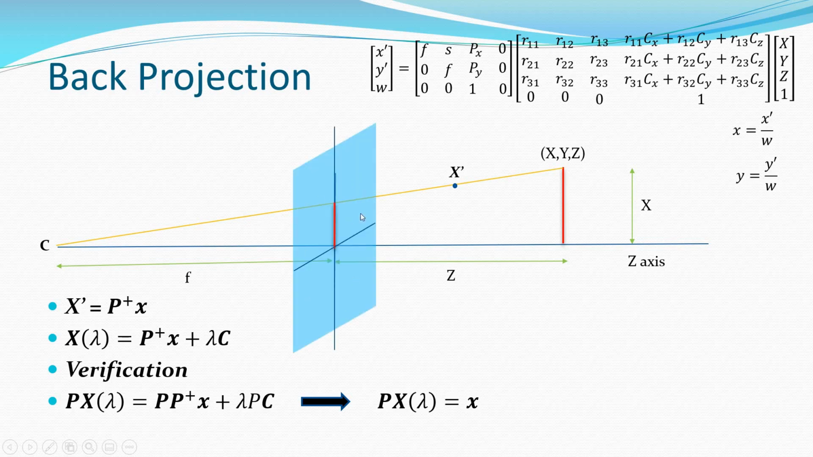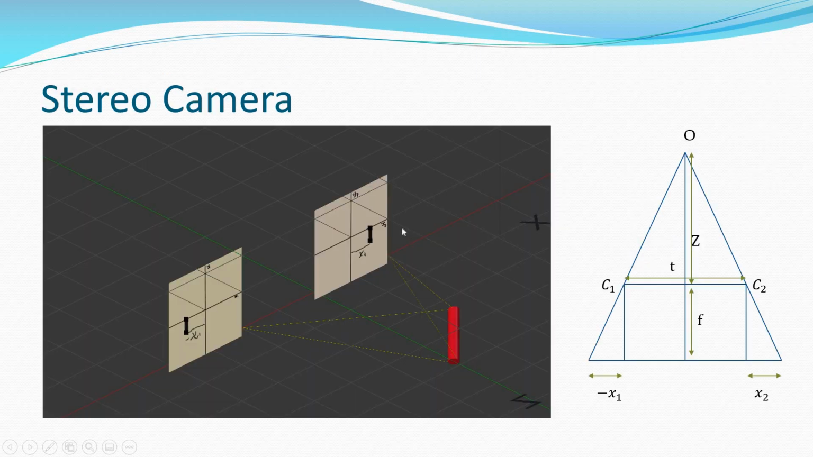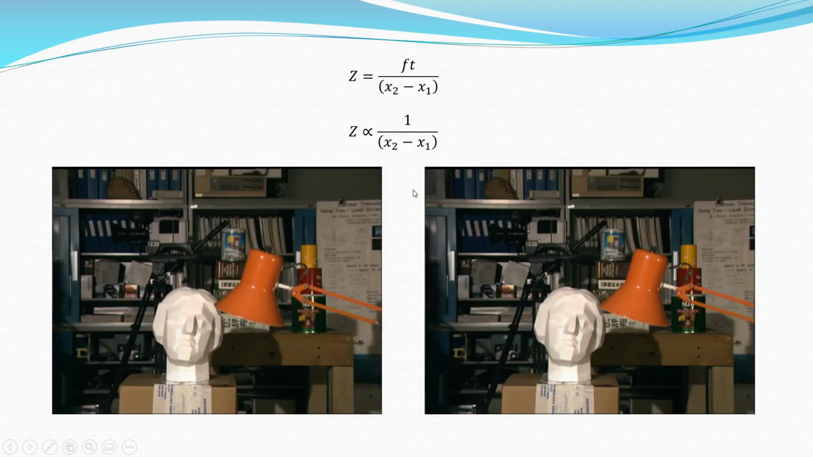To remove that ambiguity, we saw the stereo camera case, where we have two cameras. With two cameras, we have one line for this camera and a different line for that camera, and by that you can get the 3D world coordinate that we desire. This is quite simple, and we have seen it in the stereo camera case.